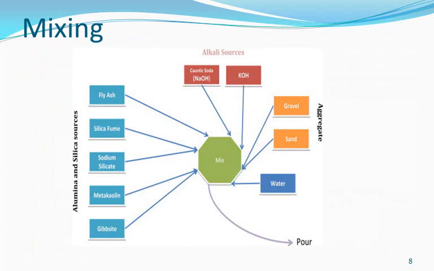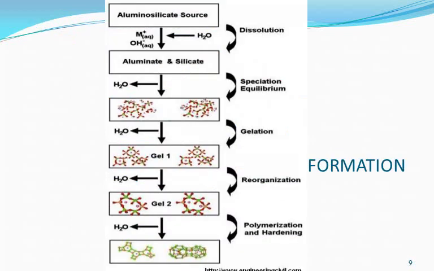While mixing, we are using the alumina and silica sources, and we first make the dry mix, and then we mix with the alkali sources, that is the caustic soda, sodium hydroxide and potassium hydroxide, and we use the fine aggregate, coarse aggregate and water. This is the step-by-step procedure for the polymerization formation.